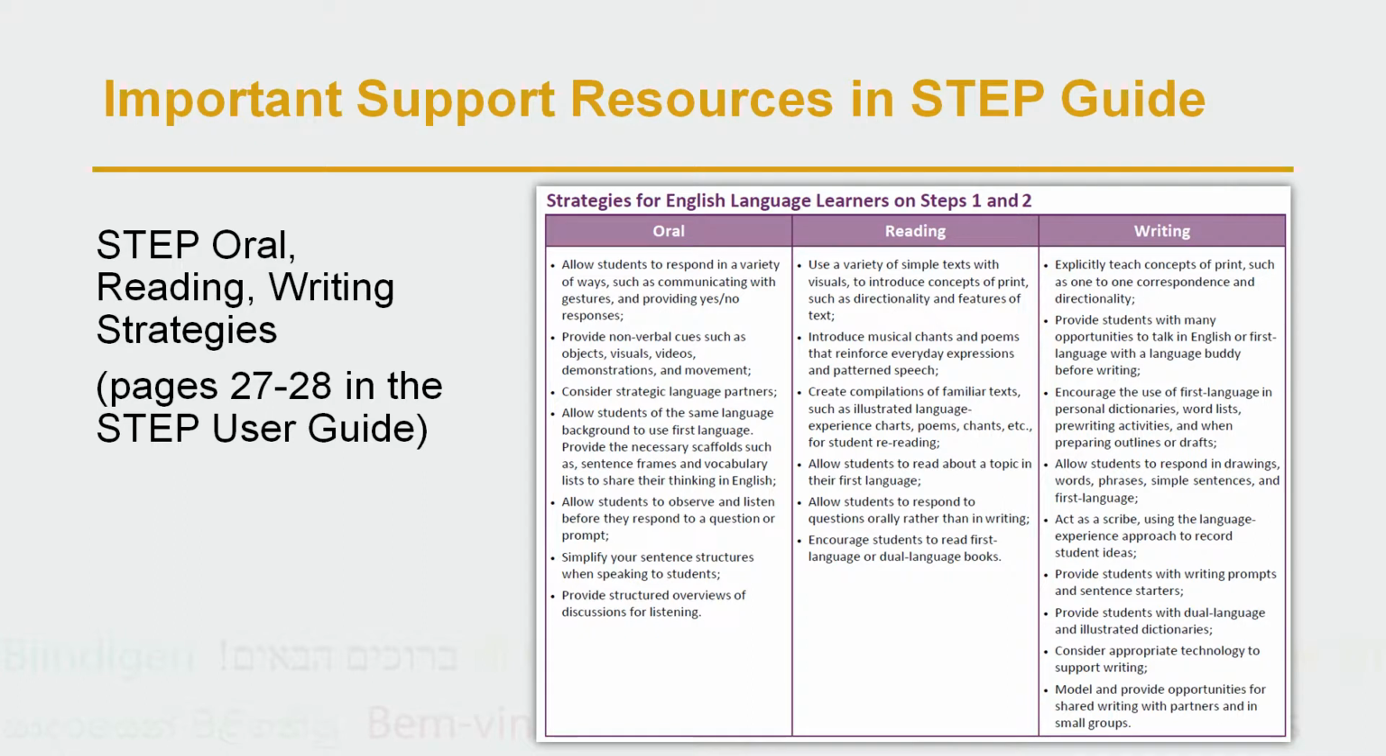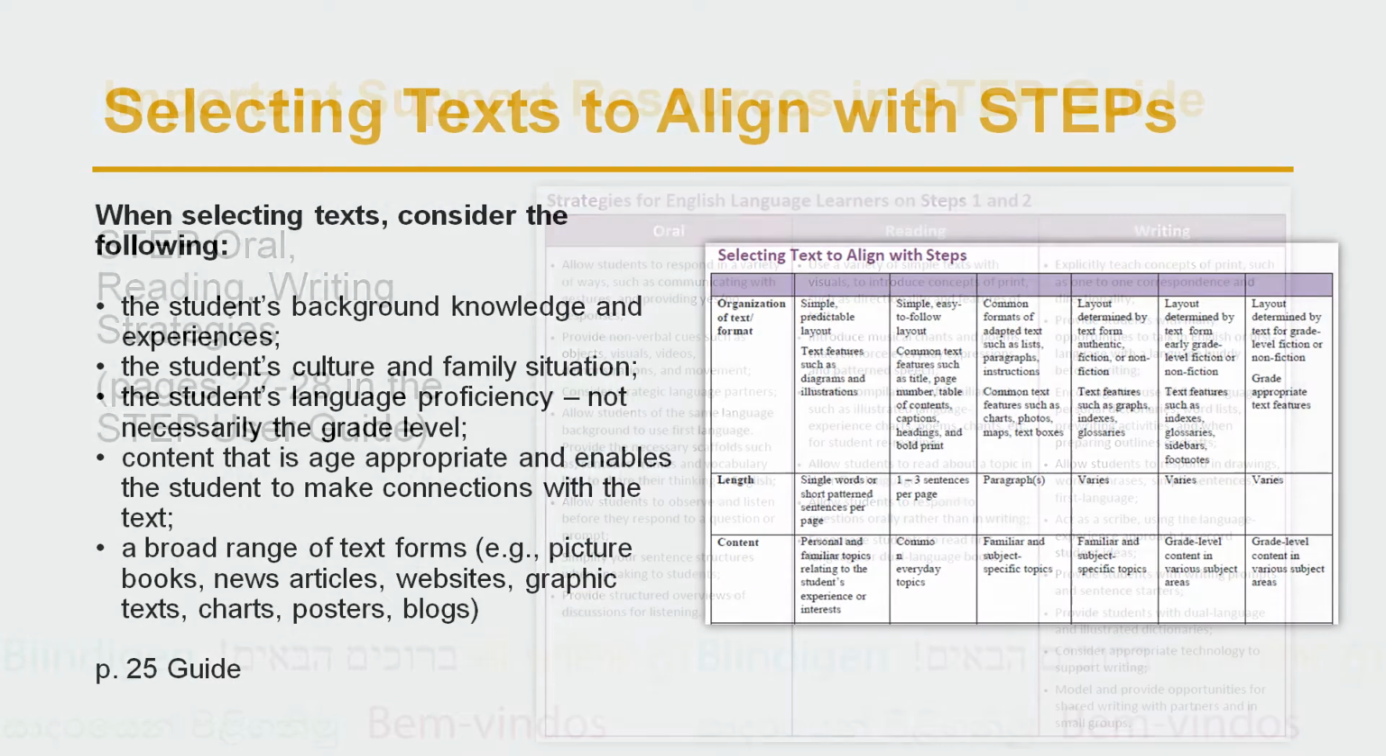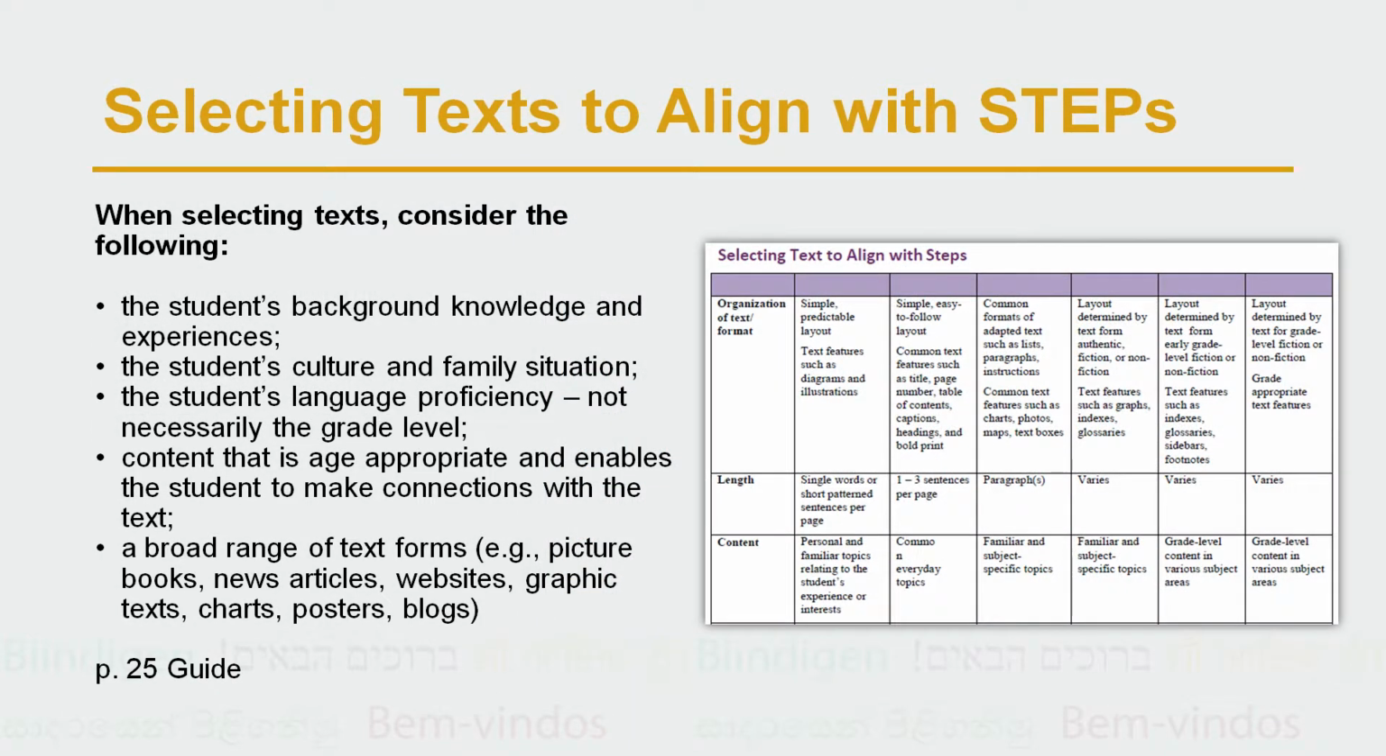In the STEP resource, it is important to note pages 27 and 28. Here you will find the list of oral, reading, and writing strategies that you can use when you're creating your modified expectations. An emphasis must be placed on the texts that are chosen to support ELLs on the STEP continua. Students must be able to make connections and draw from their experiences. When ELLs are able to relate to the text, the process of rich and authentic learning occurs.